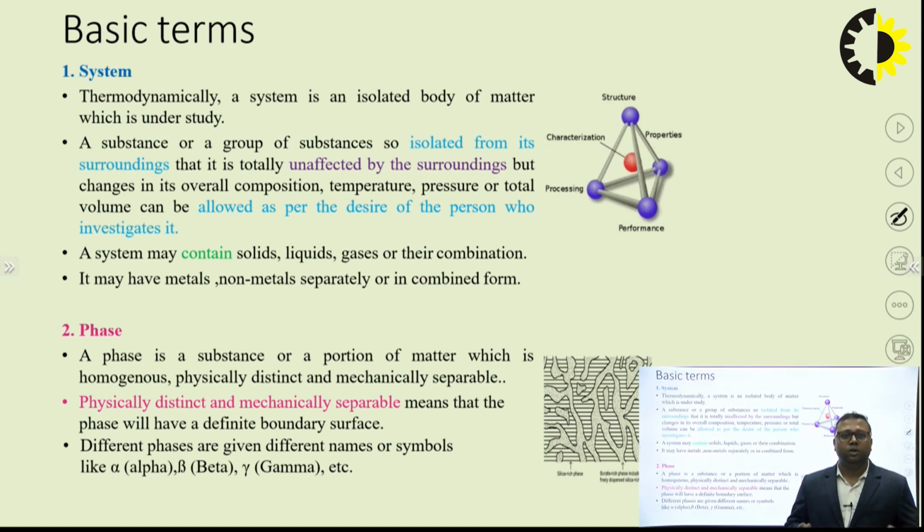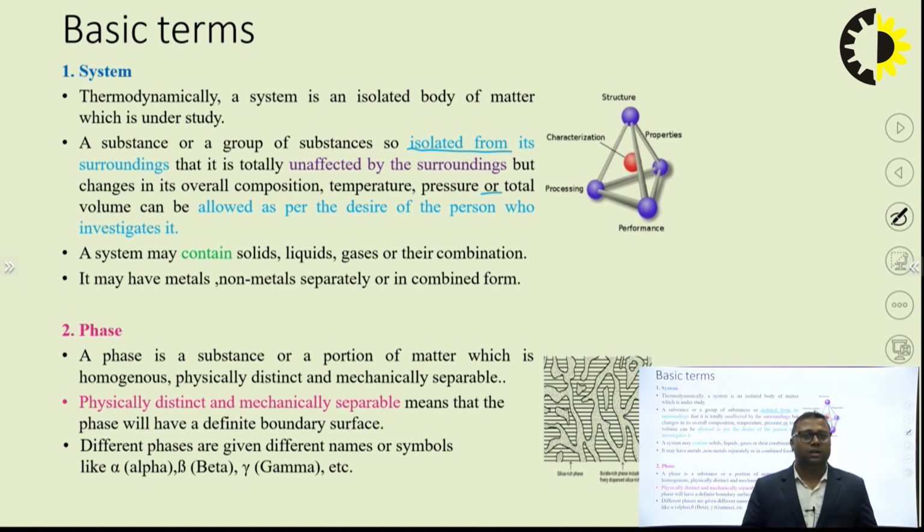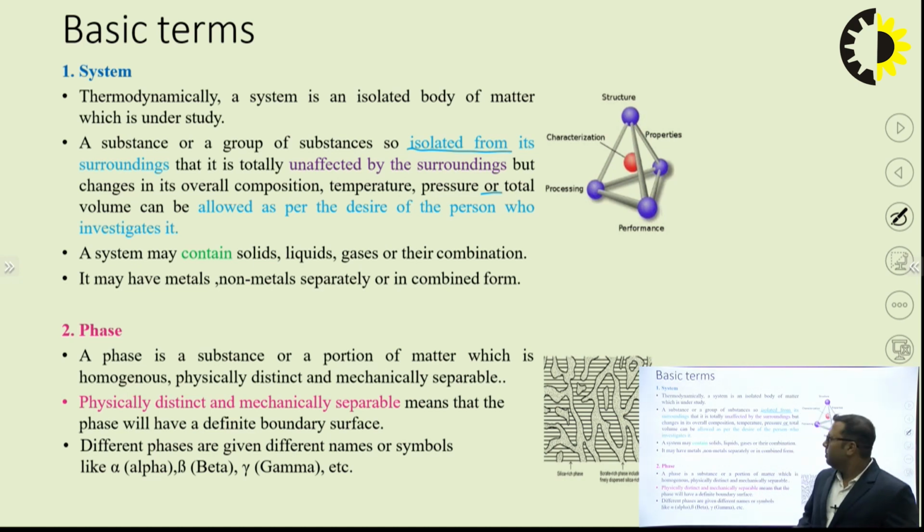You already know that in thermodynamics a system is an isolated body of matter which is under consideration for study. A substance or a group of substances is so isolated from its surroundings that it is totally unaffected by them, but changes in its overall composition, temperature, pressure or total volume can be allowed as desired. So a system is the area on which our whole focus is placed. A system can contain solid, liquid or gases or their combinations. It may have metals and non-metals separately or in combined form.